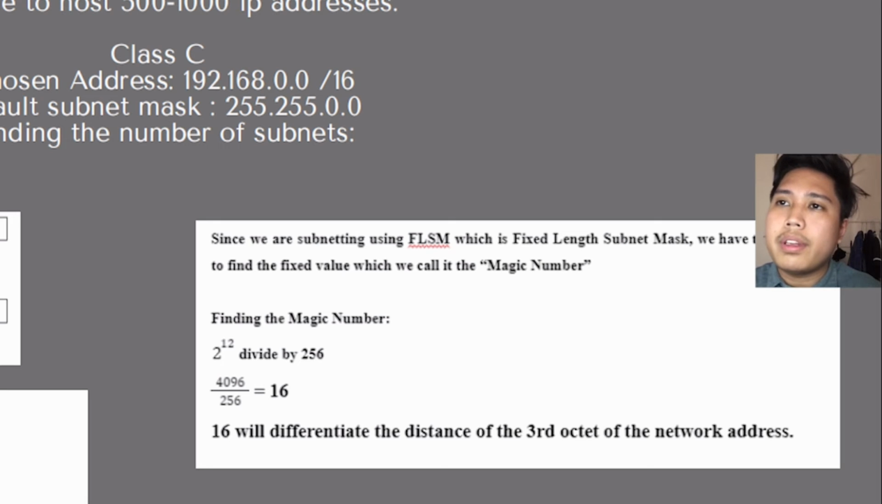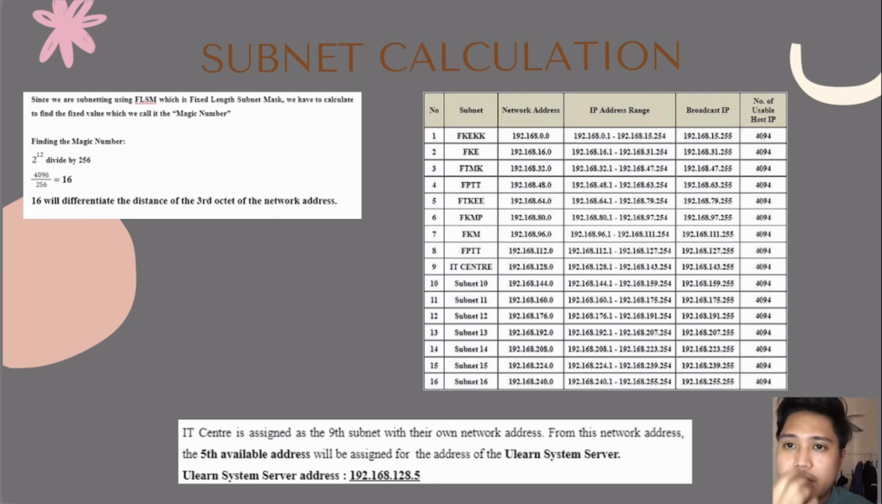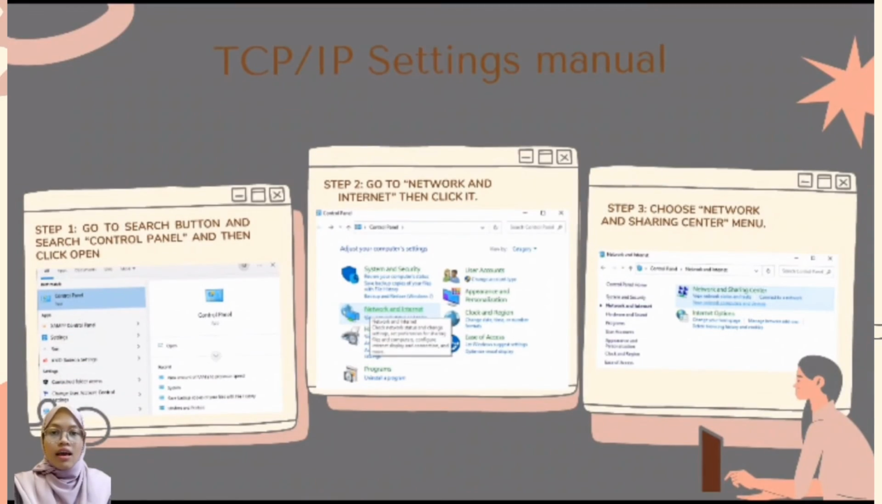From this, we can create the IP table. Knowing the subnets will total 16, but we'll only be using 9: 8 for the faculties and 1 for the IT center, which consists of the ULEN system. The magic number will be input into the network address. The range from one subnet to another is 16, so we add up until 214. For the IT center, we know the network address is 192.168.128.0, but we will only be using the fifth address, which is 192.168.128.5.